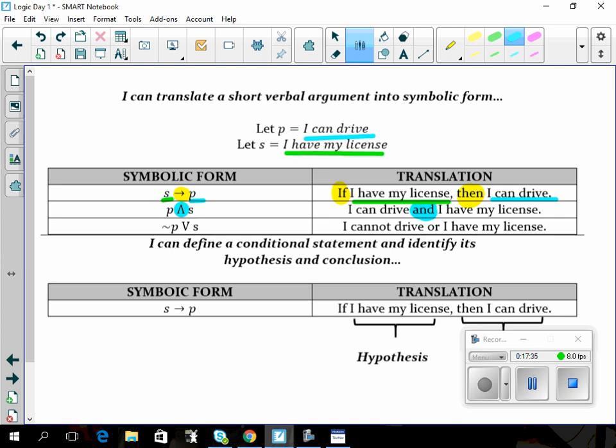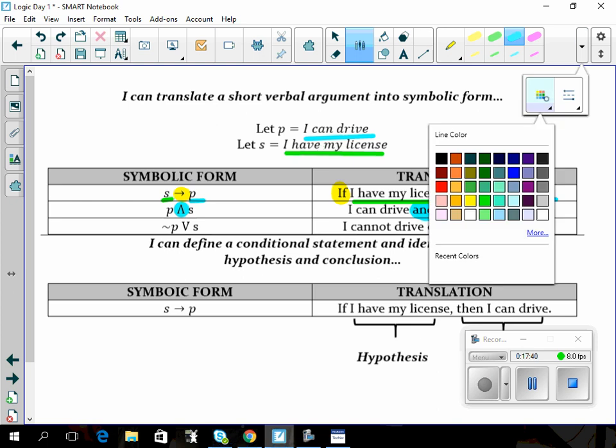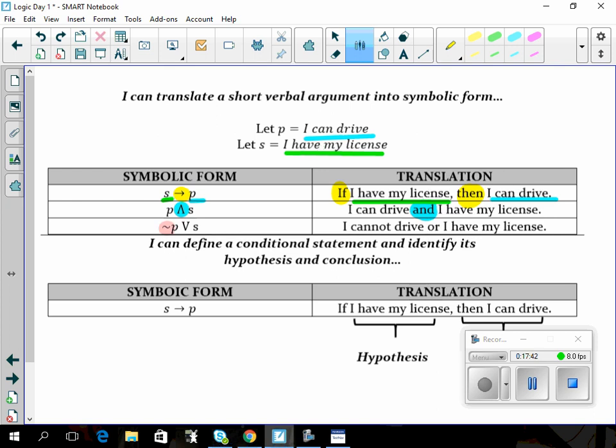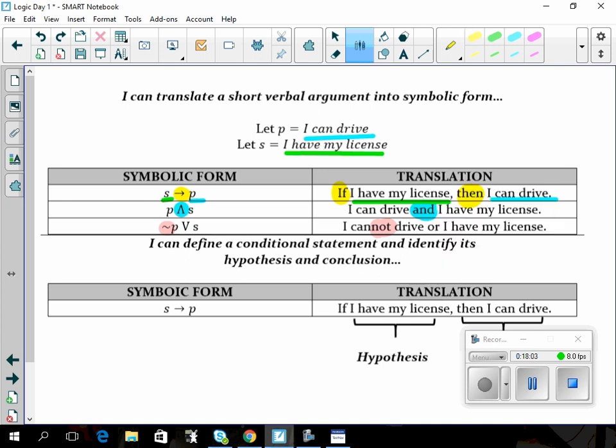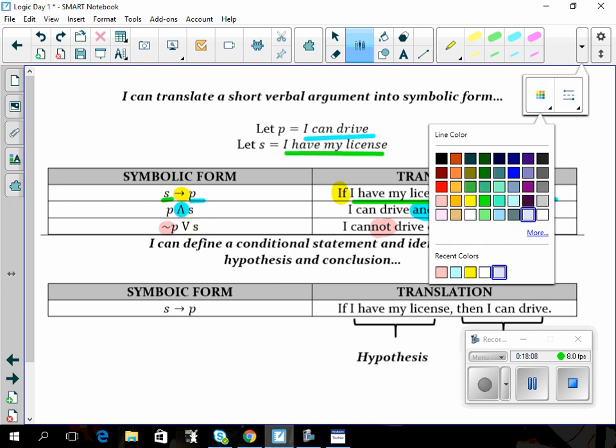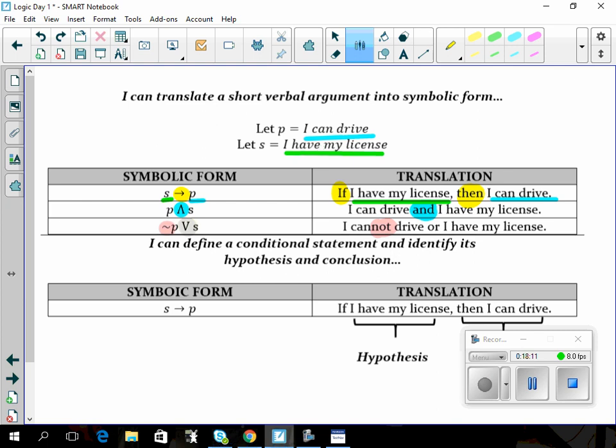In the third one, we have two different symbols. I think I have two different symbols. I have the little tilde, which represents the word not, right? I change it from I can drive to I can't drive. I cannot drive. And then the last symbol that you should see, I'll find a different color here. We have this symbol. Can you even see that? What the heck?